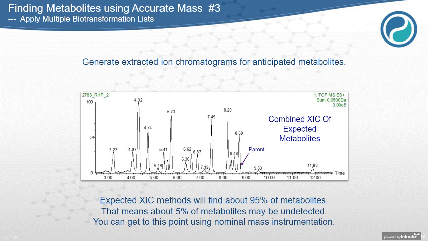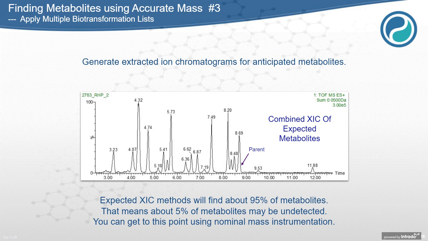So this approach, where we extract chromatograms based upon what we think might happen, applied to the parent and to the pseudoparents, will find 95% of metabolites. That means there are still potentially 5% of metabolites that we will miss if we're only using this approach. Now, we can get to this point using a triple quad or an ion trap. It'll take longer because the data they deal with is more complex. But we're at the point where we've only identified 90%, 95% of the metabolites that are there.